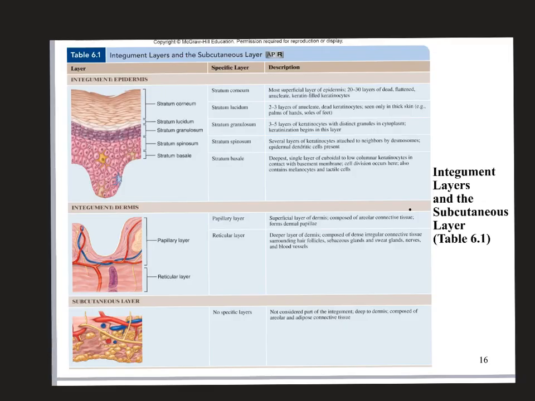All right, so here are the layers of the integument from your book. It kind of breaks everything down. You have the epidermis, the 5 layers of the epidermis itself: corneum, lucidum, granulosum, spinosum, basal. Lucidum is only present in thick skin, right? And then in the dermis, you have the papillary and the reticular layer. They're not showing you all of the reticular layer here. They're just showing you the difference between papillary and reticular so you can see it. And then you have the sub-Q layer, which has no specific layers and is just mainly fat. It's technically not considered part of the integument. Right? That's, I think, a really good summary table of the different layers of the skin.